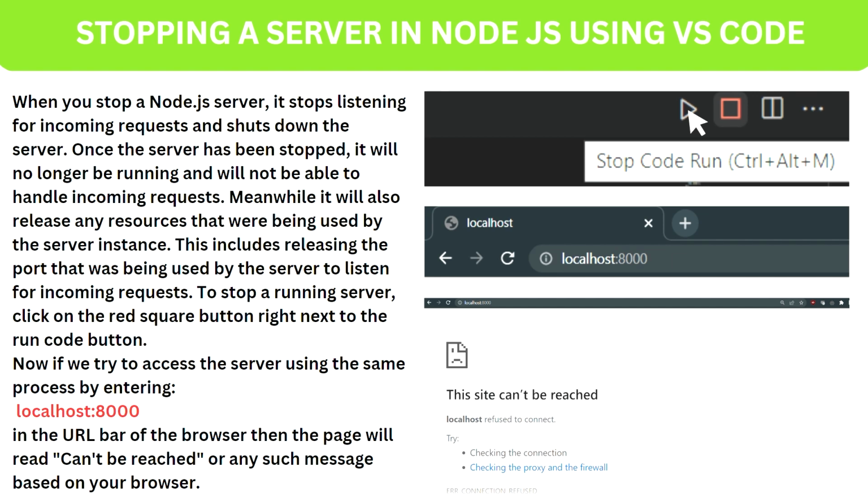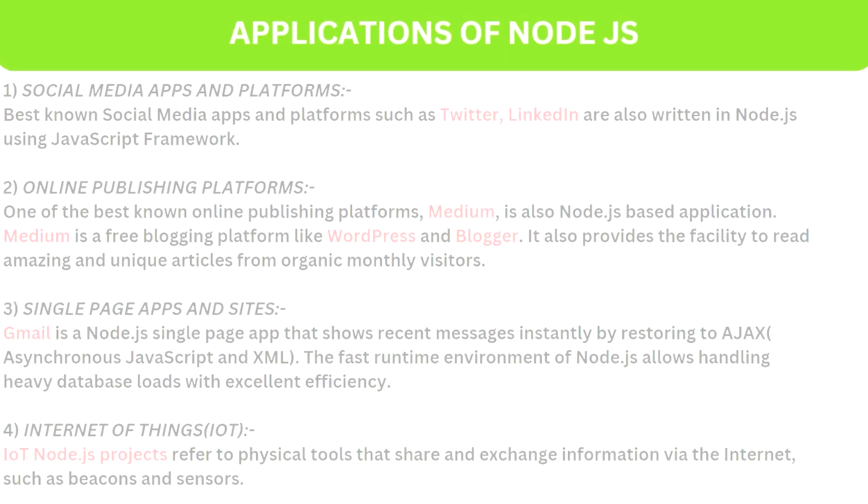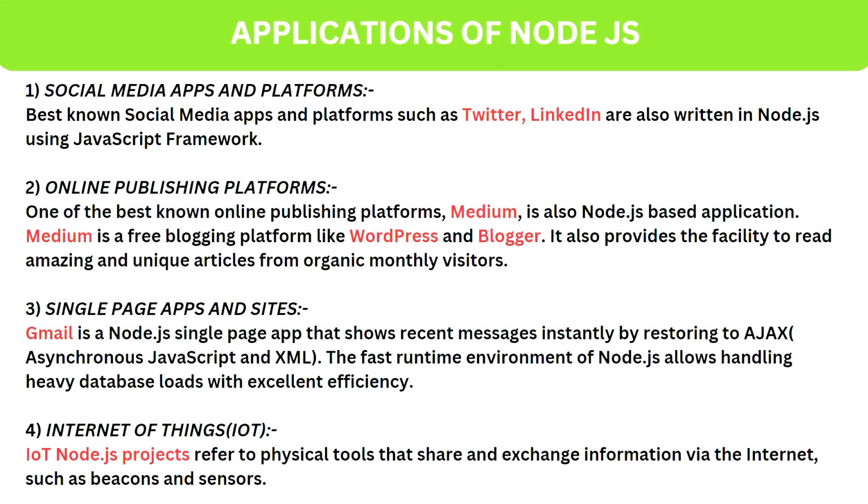Now we can try to access the server using the same process by entering localhost 8000 in the URL bar of the browser. Then the page will read "can't be reached" as shown in the slide, or you should receive any such message based on your browser. Moving on to the next slide, where we shall look into the applications of Node.js.